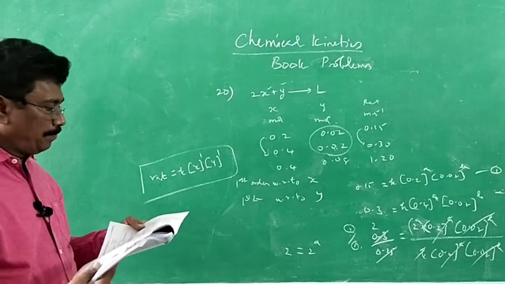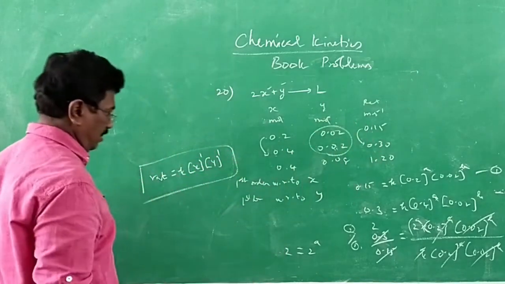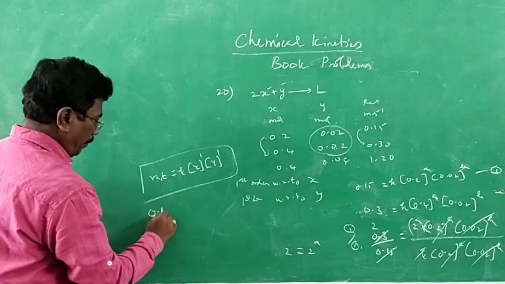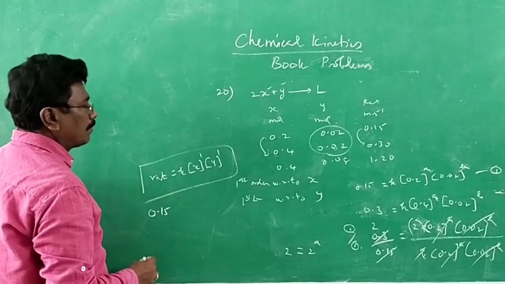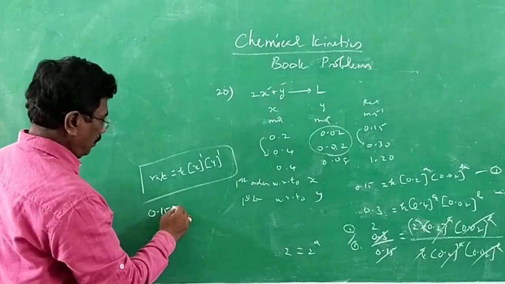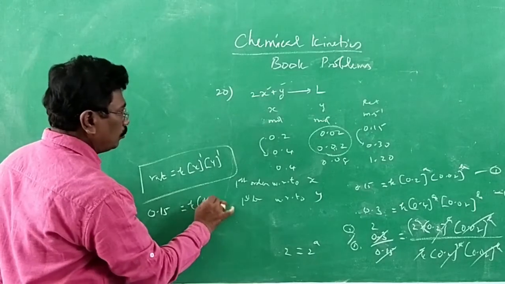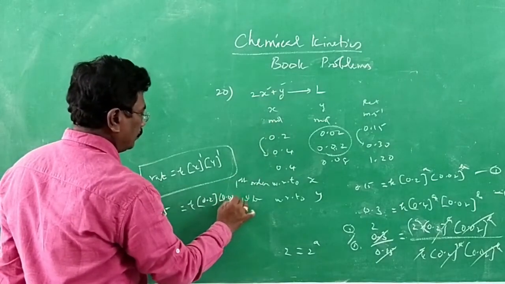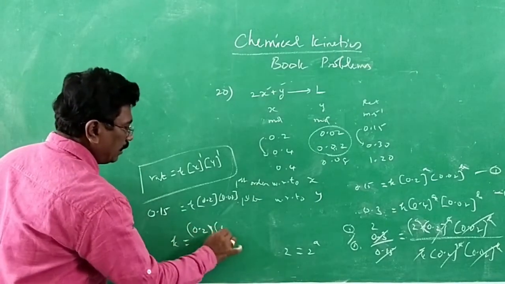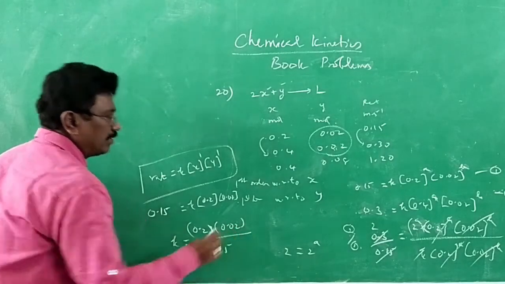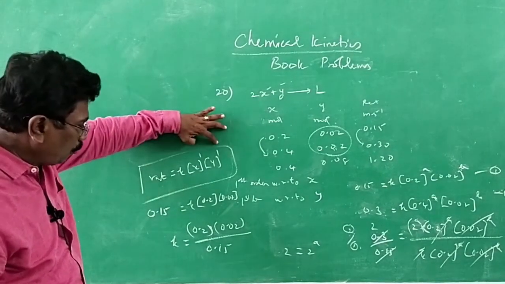What is the rate constant? Rate constant also we can derive, because from any particular equation we can get the rate constant. Rate is given as 0.15 mole per second, which is equal to K into concentration of X 0.2 into concentration of Y 0.02. So K is equal to 0.2 into 0.02 divided by 0.15. That's all. So we have calculated the rate law, order with respect to X is 1, order with respect to Y is 1.